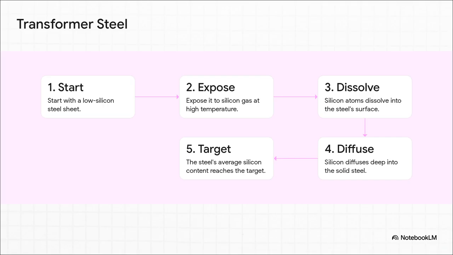They take a sheet of low silicon steel, they heat it way up, and they expose it to silicon gas. And then they wait. The silicon atoms slowly dissolve into the surface and then start to diffuse, bit by bit, deeper into the solid steel, until the whole thing has the exact right silicon content. And when I say slowly, I'm not kidding. This is the ultimate example of that resistance we talked about earlier.